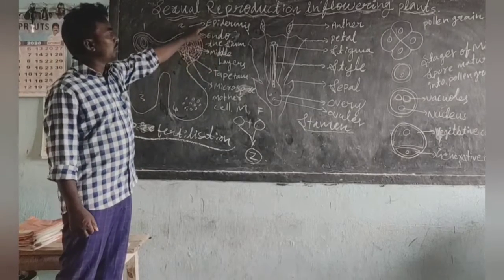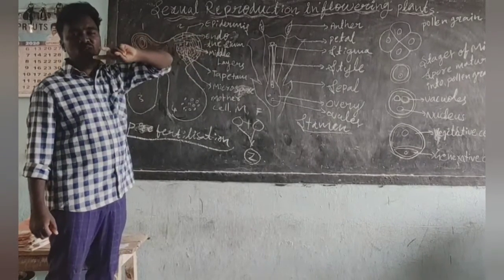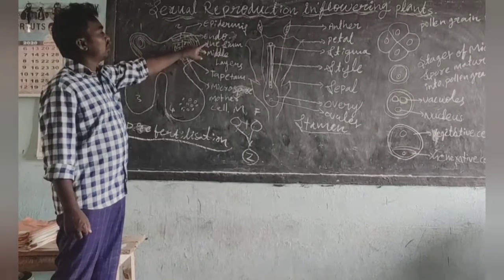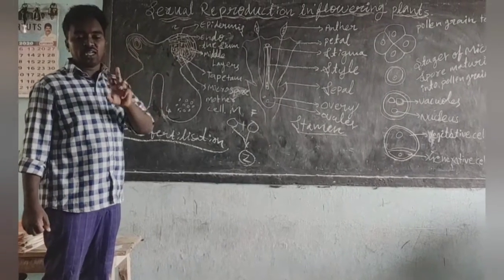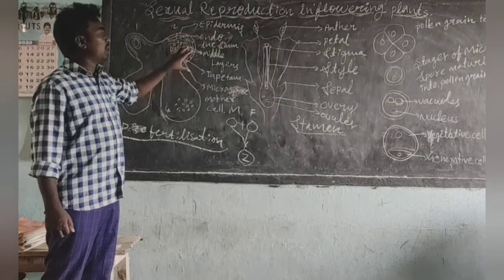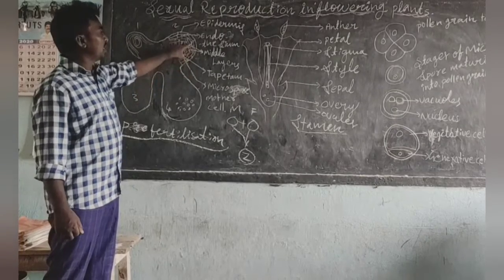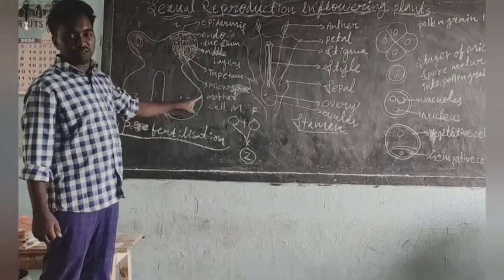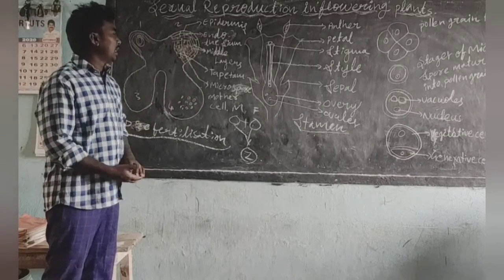The epidermis and endothecium layers are only single layers, but the middle layers are more than two layers present in the anther. Okay, so these are present all over the anther. Okay, next one, tapetum cells.